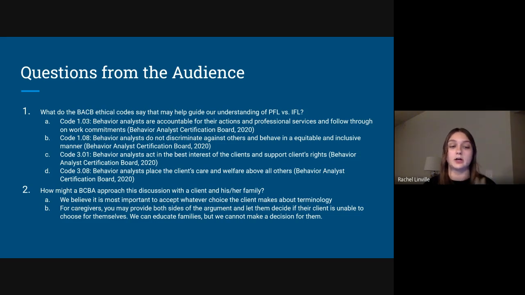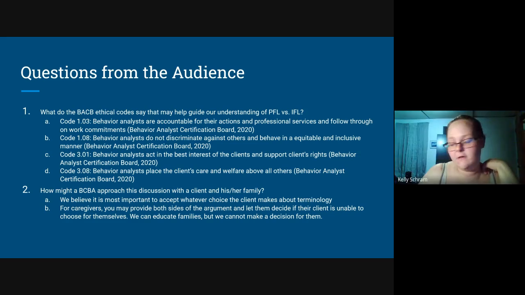So all of these codes encompass the idea that the client comes first, and listening to client preferences and how they want to be addressed, and then honoring that preference should be the highest priority when it relates to the identity first and person first language debate. Thank you, Holly, for answering. Thank you, Rachel, for answering that question. Our second question is, how might a BCBA approach this discussion with a client and his or her family?